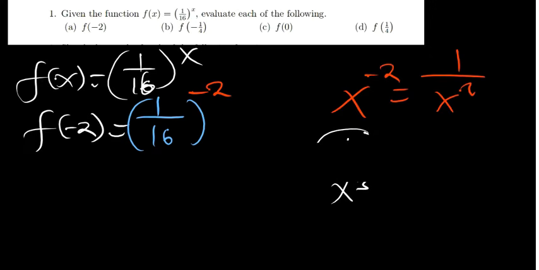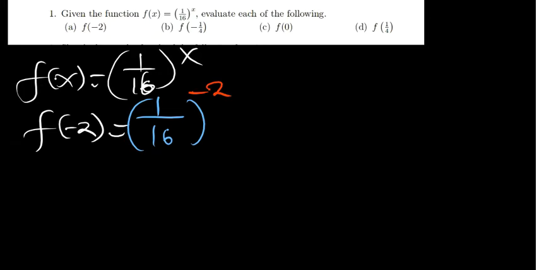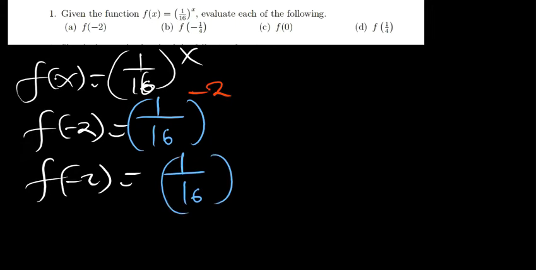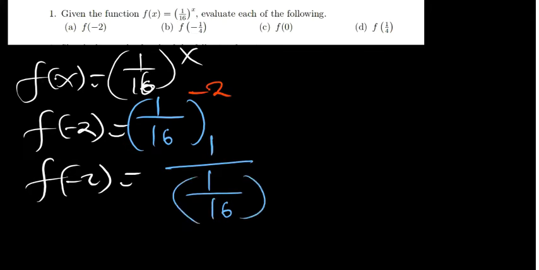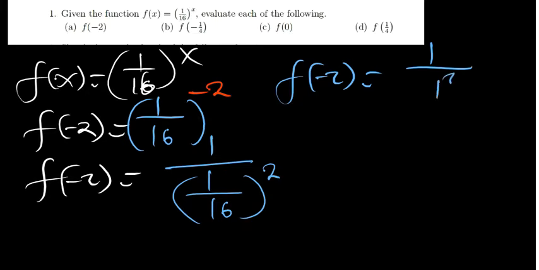Meaning that what I have here is going to be the same as f of negative 2 is equal to 1 over, 1 over 16 raised to the power 2. I've now removed the negative. Now at this point, I can bring the power inside, where we're going to have f of negative 2 is equal to 1 over 1 squared divided by 16 squared.